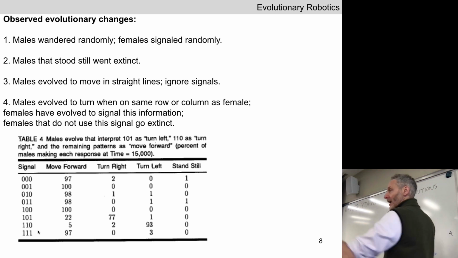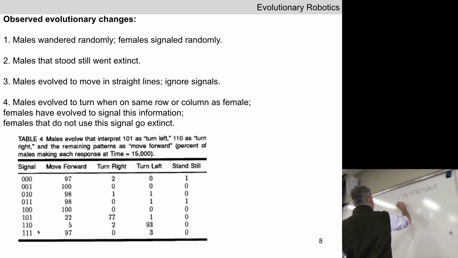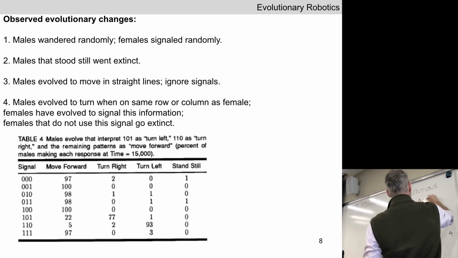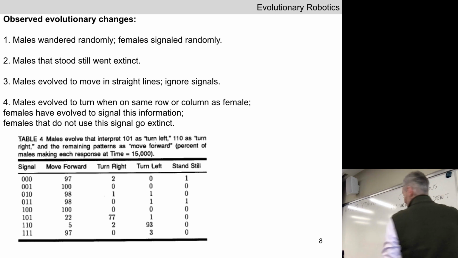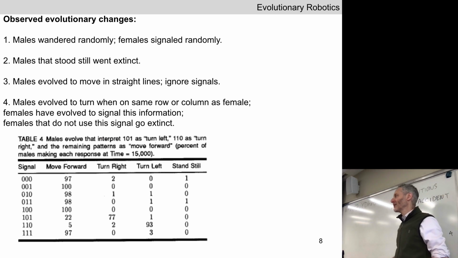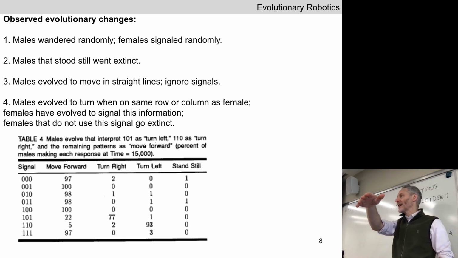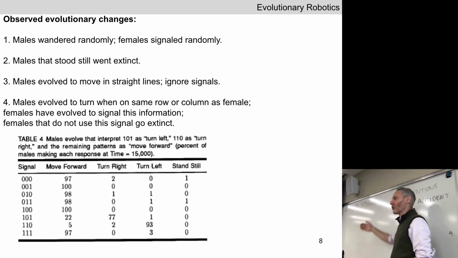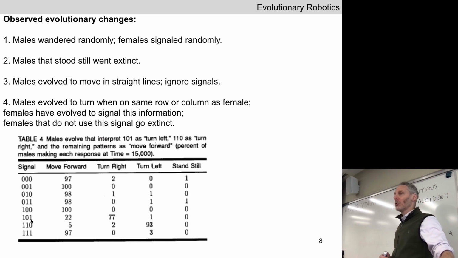Is that a historical accident? Did that just happen based on mutations in the history of this population? Or is it not a convention? Is there something specific about 101? If we were to rewind the evolutionary tape for this experiment and go back to 16,000 random controllers and run it forward again, do you think you would always see 101 evolving to mean turn right?